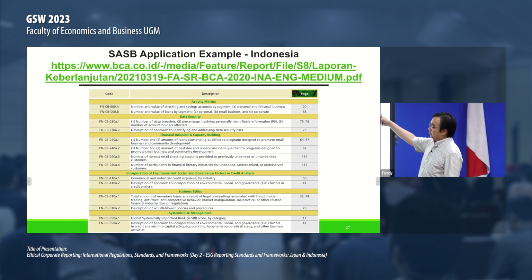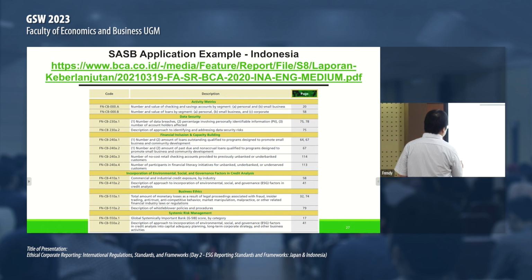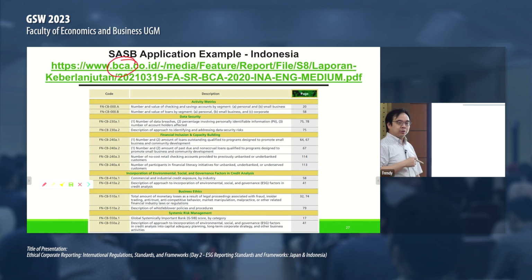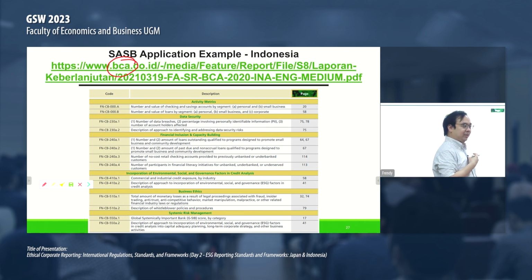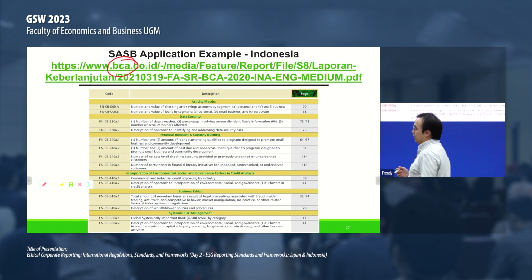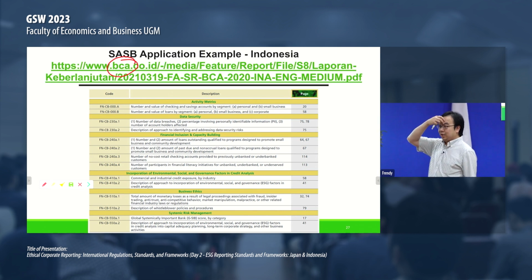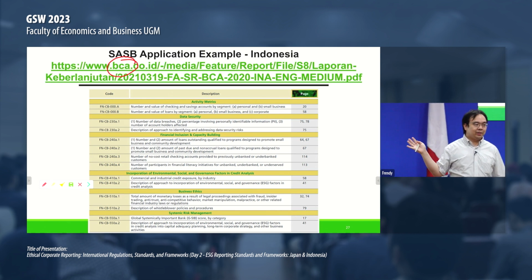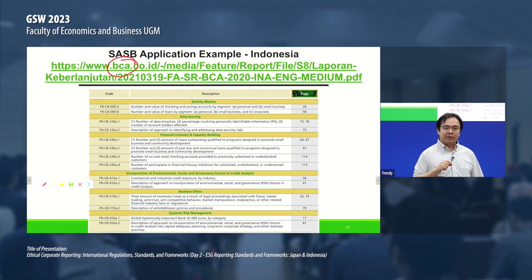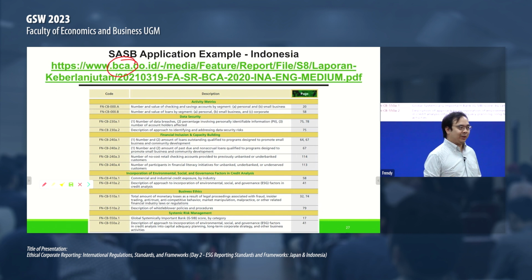This is for one pretty famous company in Indonesia, if you notice the website. So what industry will this be about? Right, finance, okay, banking industry. And if we look at the metrics, does it have similarities with the one we saw from Toyota?